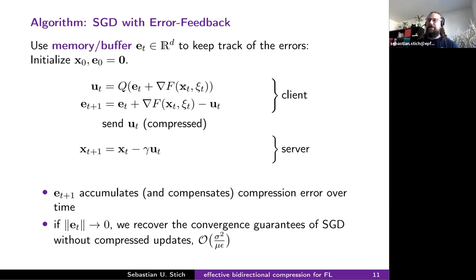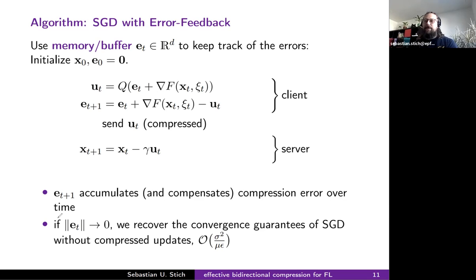But just to mention how the algorithm works, the idea is very simple. Instead of applying compression directly to the gradient or to the stochastic gradient, we maintain also some sort of error buffer where we keep track of all the compression errors. And in the next iteration, I also try to correct for these past errors. So this memory or this buffer basically accumulates compression error over time. So maybe in one iteration, I can make a very large error or mistake, but if I have many rounds of communication, I can correct for that.